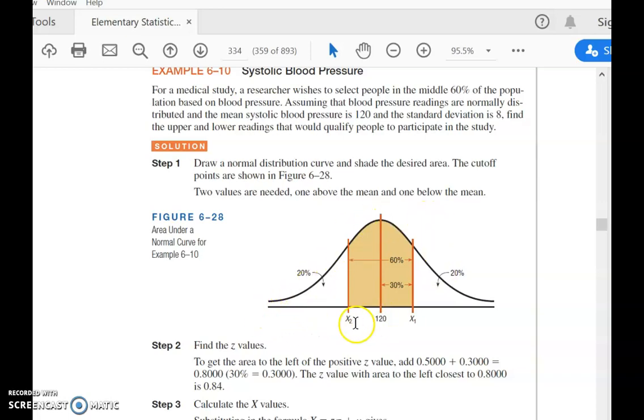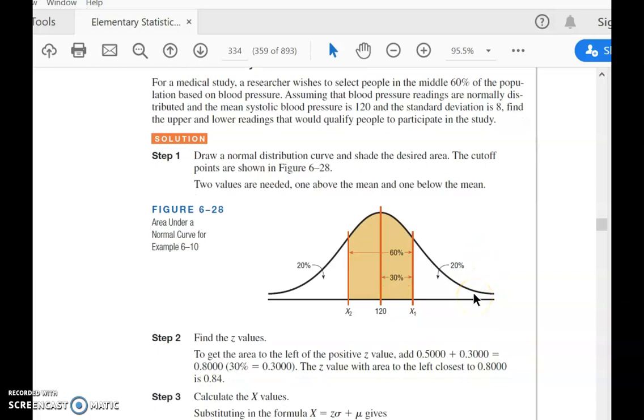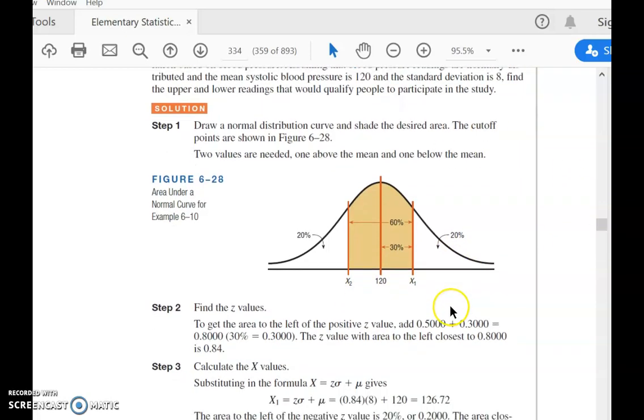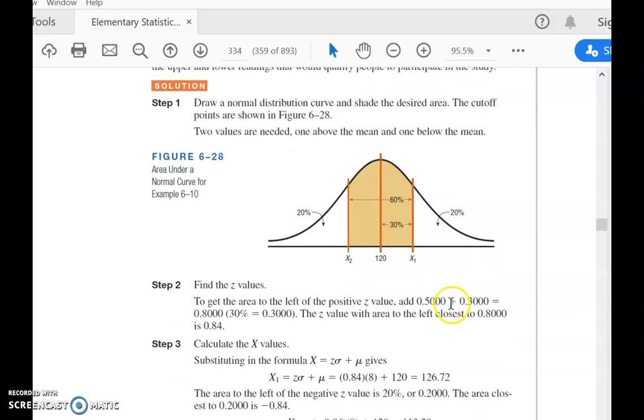So you draw the curve and you say to yourself, okay, I want 60% right here in the middle. I want 30% this way, 30% this way. The total in the middle is 60%. Well, if it's 30% here and 30% here, that tells me there's 20% over here and 20% over here. All right, so you shade the desired areas. The desired area is 60% right there in the middle. So you need these two values, x sub 1 and x sub 2. And then you find the Z values. Well, how do you find the Z values?